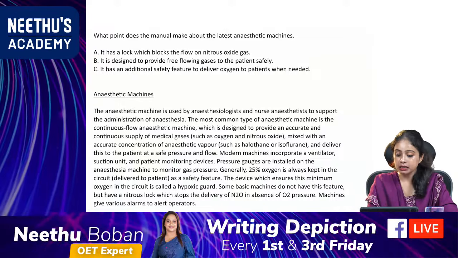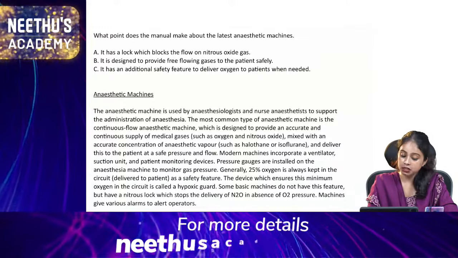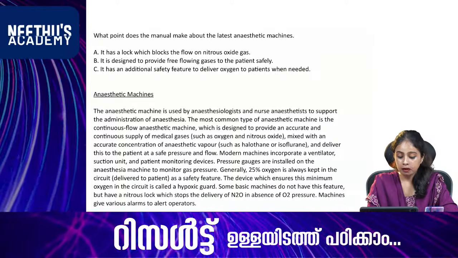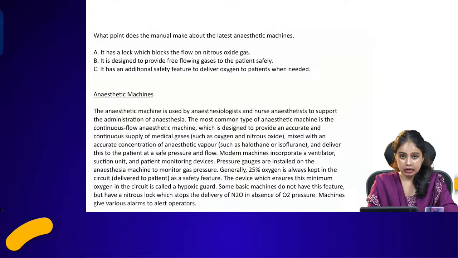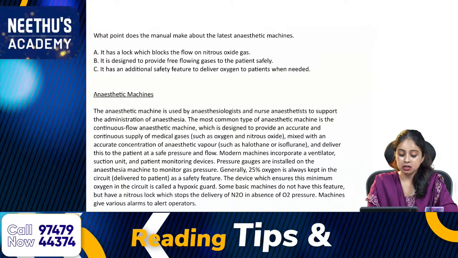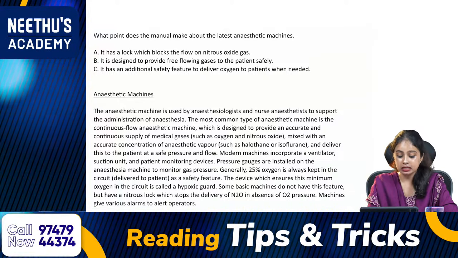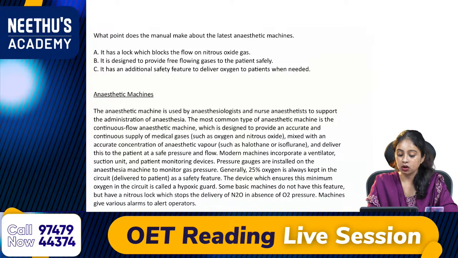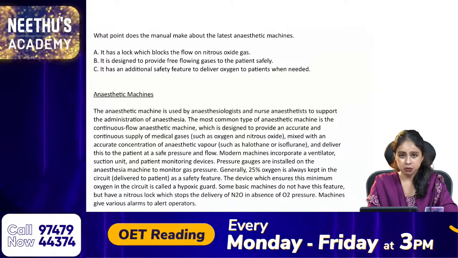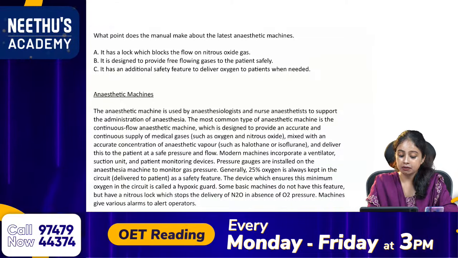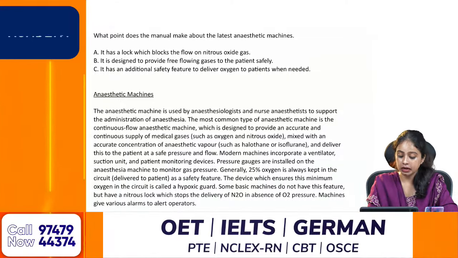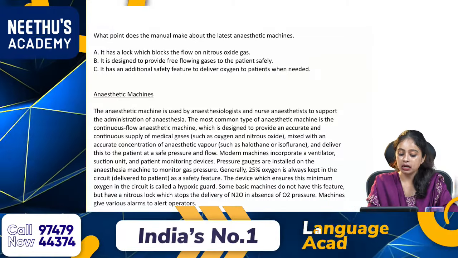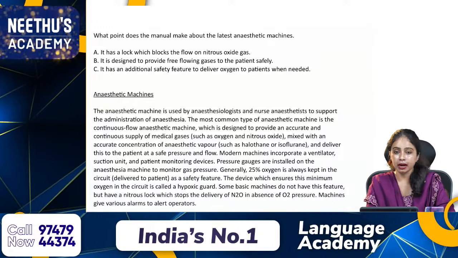Modern machines incorporate a ventilator, suction unit and patient monitoring devices. Pressure gauges are installed on the anesthesia machine to monitor gas pressure. Generally, 25% oxygen is always kept in the circuit delivered to the patient as a safety feature. The device which ensures this minimum oxygen in the circuit is called the hypoxic guard. Some basic machines do not have this feature but have a nitrous lock which stops the delivery of N2O in absence of O2 pressure. Machines give various alarms to alert operators. So this is all about the paragraph.